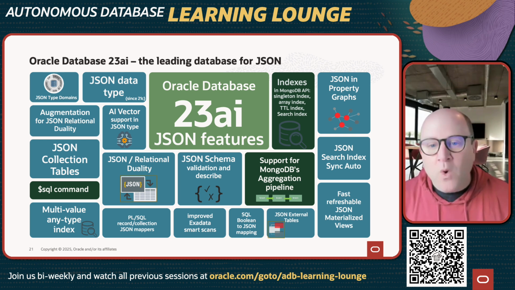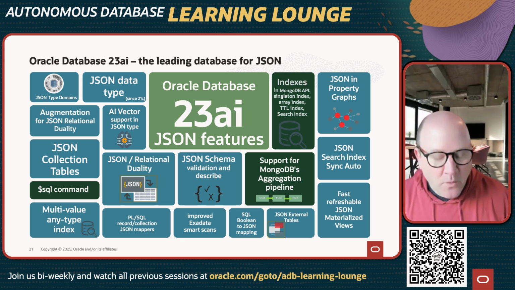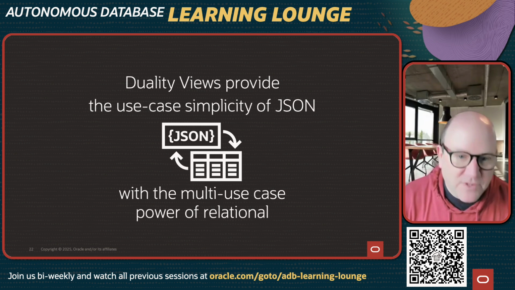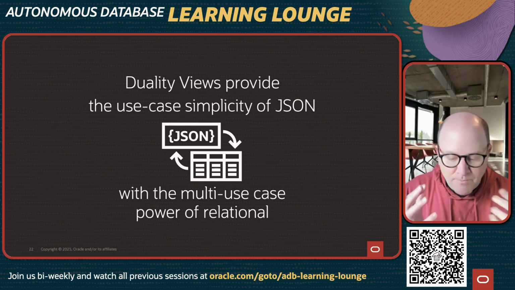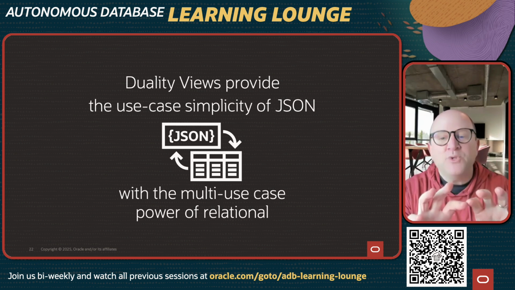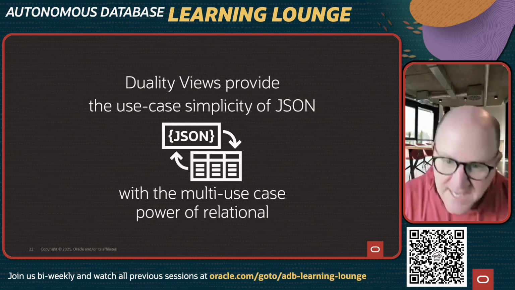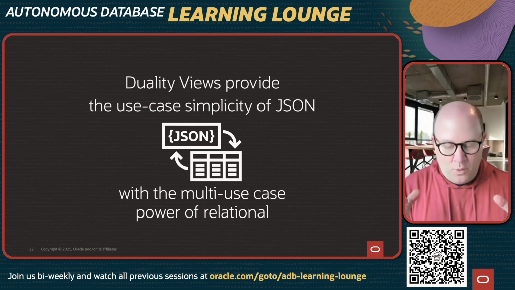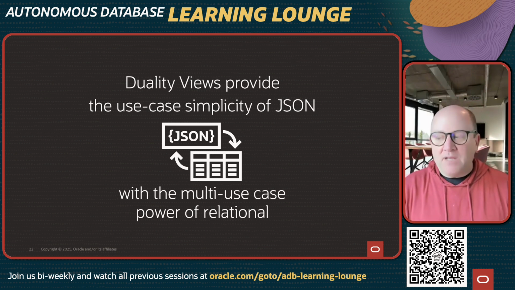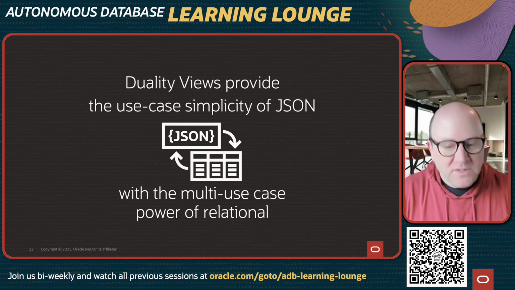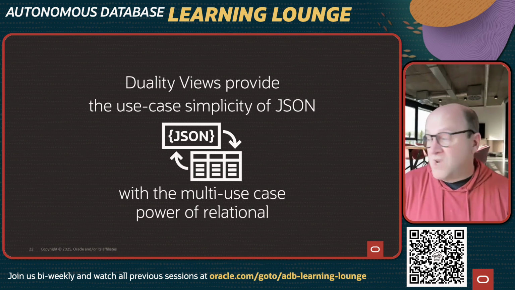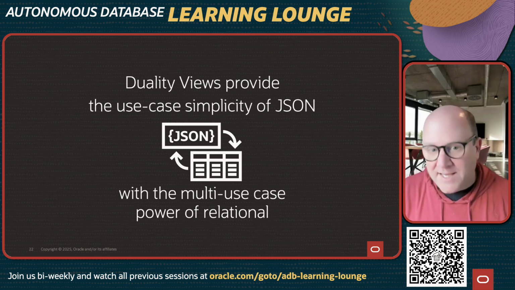I'm going to dive into one of the key areas that was added, which is really groundbreaking. It's called JSON duality views. And the beauty of JSON duality views is that when you're building your applications, you get to take advantage of the power of working with a JSON store, while at the same time leveraging the relational store, for doing analytics, for running any type of relational processing.